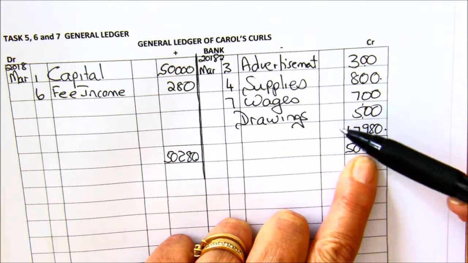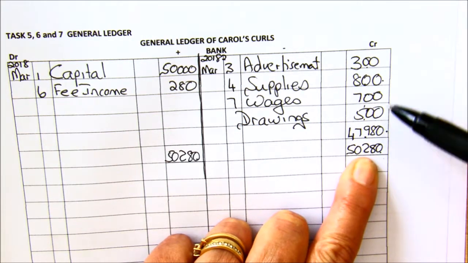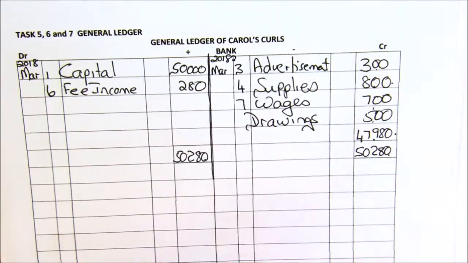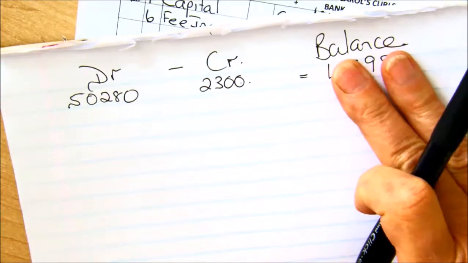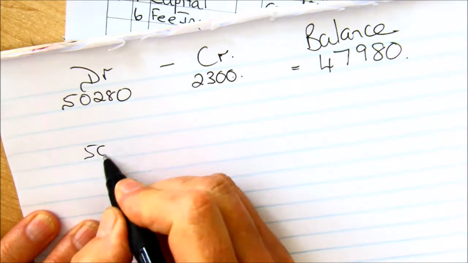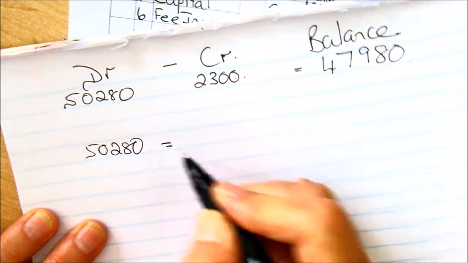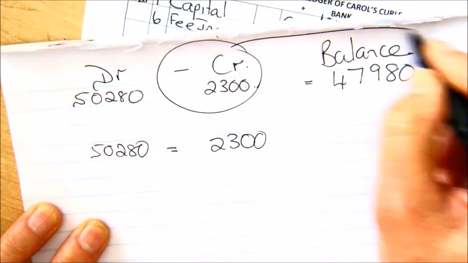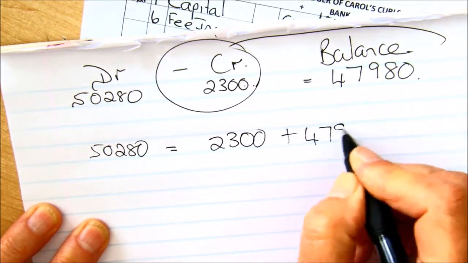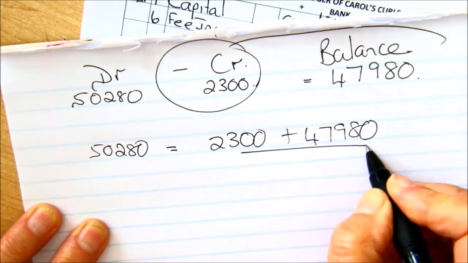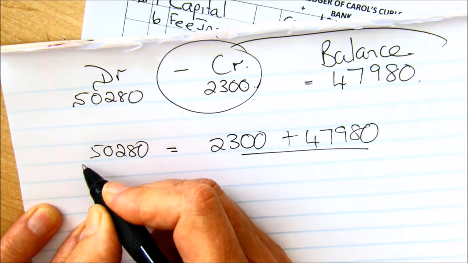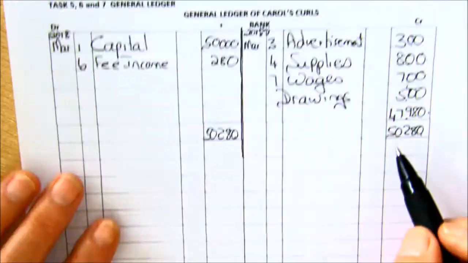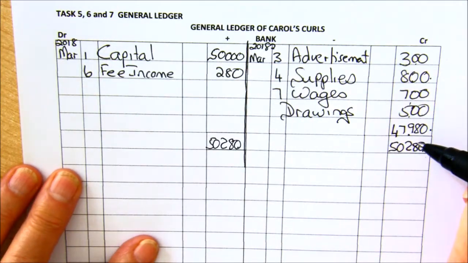Now, if that is the correct figure, if I've calculated it correctly, it will mean that that will add up to the same. What am I doing over here? I've just said, if my debits is 50,280, that is equal to the 2,300. I'm taking that over plus the 47,980, and those two must add up to the same. Now, it's a way of checking ourselves. So once we found the balance, we put it on the smaller side, and we should add up again.